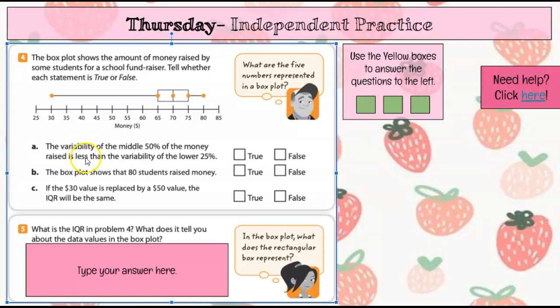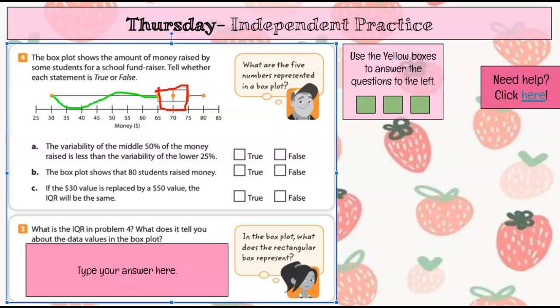So A states that the variability of the middle 50%, so remember, the middle 50% is just everything inside this box here. So the middle 50% of money raised is less than the variability of the lower 25%. So essentially what it's asking you is, is the distance in that inner 50% smaller than the distance in the first 25% here?